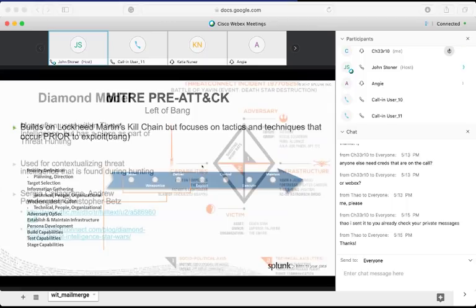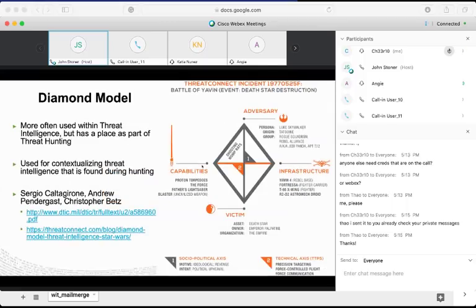The last model I was going to talk about briefly is the diamond model. Folks that might be in the threat intel world on the call may have some good familiarity with threat intel and the diamond model. The idea behind this is to contextualize the threat and take the threat intelligence that you're finding during hunting and lay this out. The three gentlemen listed there, and there's a link, which we're happy to get out to you, wrote a white paper around the diamond model.